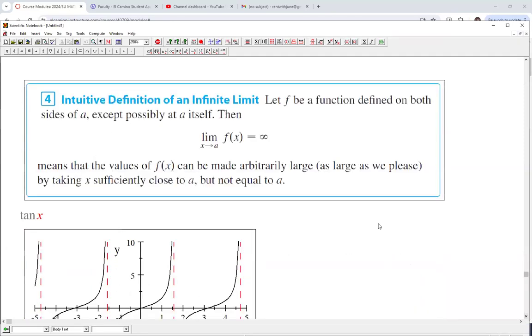Now let's look at this definition, the intuitive definition of infinite limit. Let f of x be a function defined on both sides of a, except possibly at a. Then the limit of the function as x approaches a is infinity, which means that the value of f of x can be made arbitrarily large, as large as we please, by taking x sufficiently close to a but not equal to a.